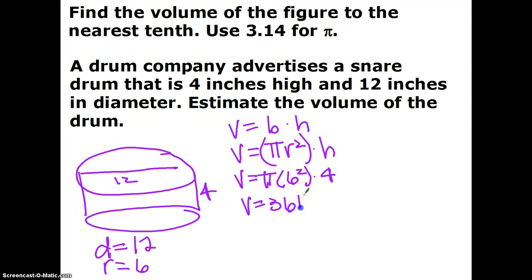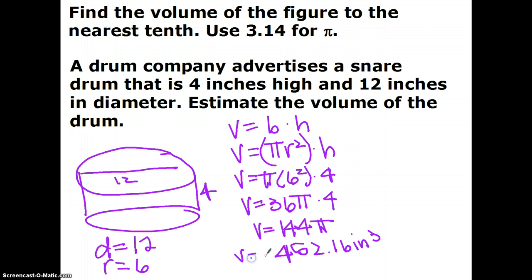Volume equals 36 pi times 4. And then I do 36 times 4 in my calculator, and I get volume equals 144 pi. And I'm using 3.14 for pi. So I get 452.16. And in this case, it is inches cubed.